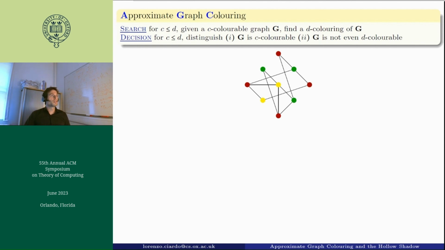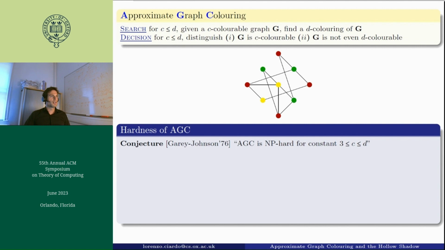The results I'm going to talk about hold equally for the search and the decision versions, so I'm not going to distinguish between them further. Garey and Johnson in 1976 conjectured that this problem is NP-hard for any constant c and d at least 3. So if c is equal to 2, then the problem reduces to checking whether the graph is bipartite, which is tractable. Let's look at the progress on the solution of this conjecture.